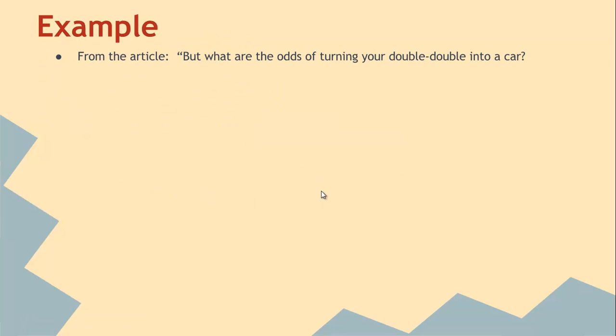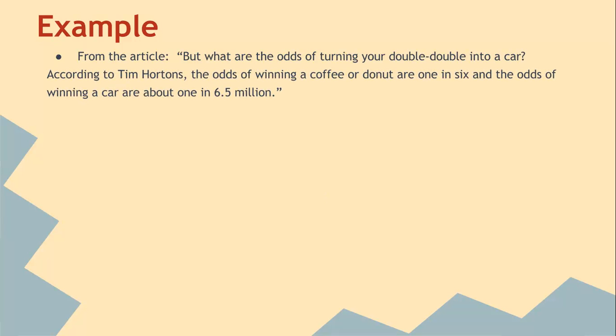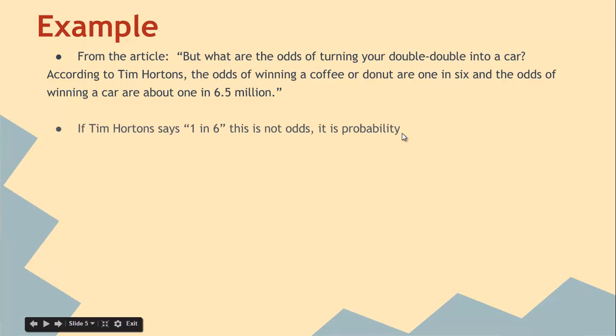From the article, what are the odds of turning your double-double into a car? According to Tim Hortons, the odds of winning a coffee or donut are 1 in 6, and the odds of winning a car are 1 in 6.5 million. Now this isn't quite odds. Odds of 1 in 6 is actually probability. It's what makes sense to us mostly. If I buy 6 coffees, I'll win 1 of them. This is probability, but often we call this odds in the real world.